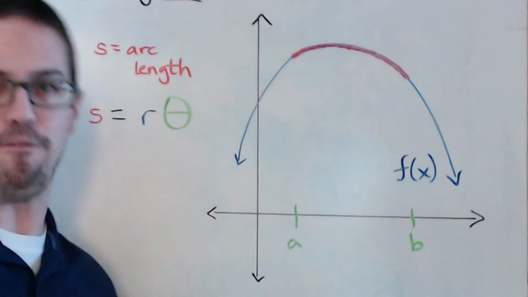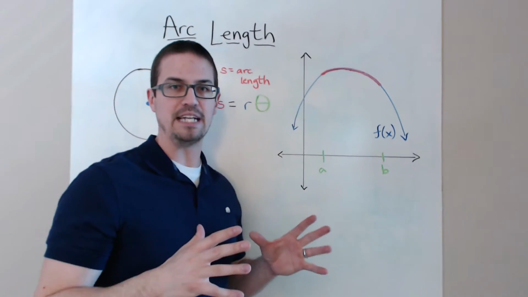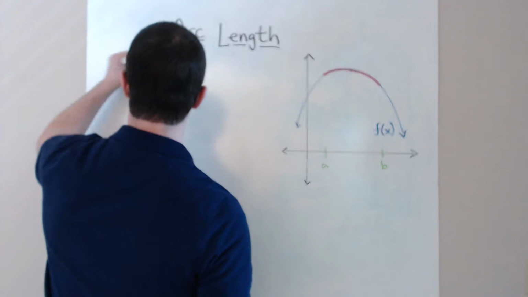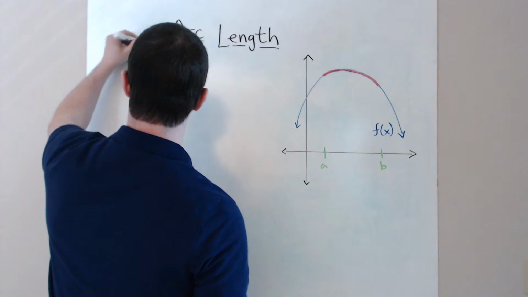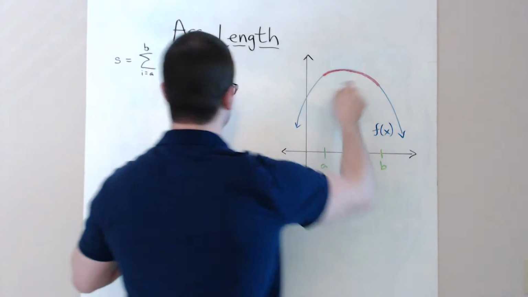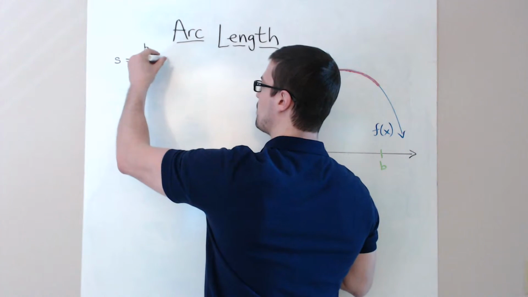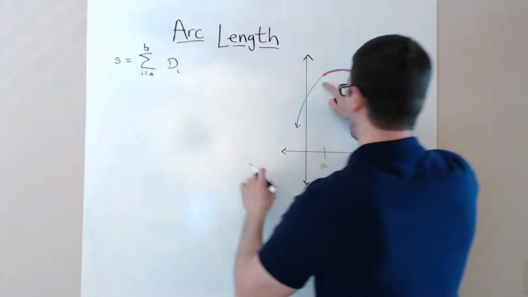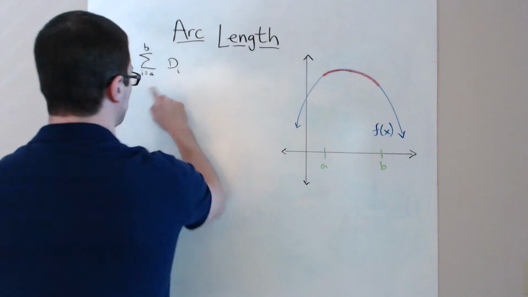Now this is kind of an involved formulation, so make sure you pay close attention. So the arc length can be thought of as being equal to the sum. So we're going to sum from A to B. This sigma means the sum, so we're figuring out the sum of all these little distances right here. So we're going to do the sum of all the distances across this interval from A to B, and that's basically what this is saying right here.